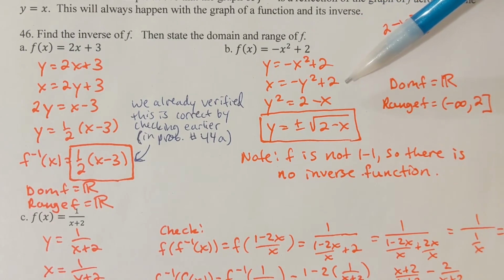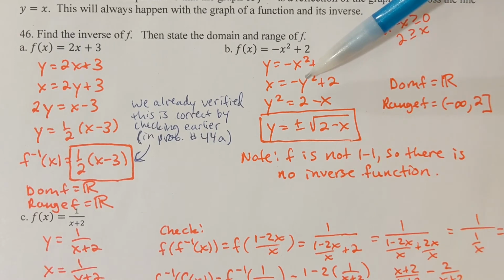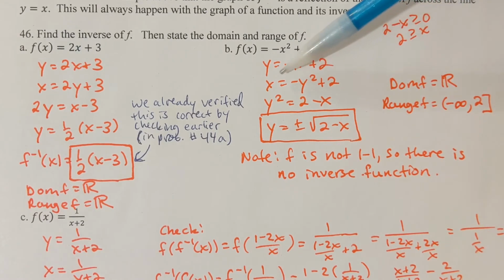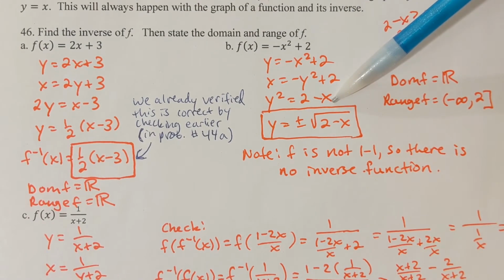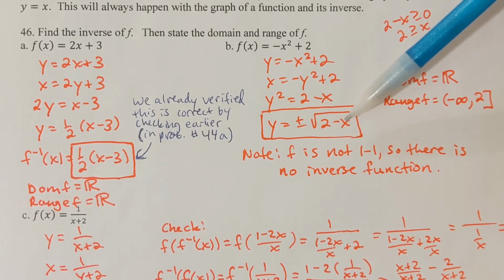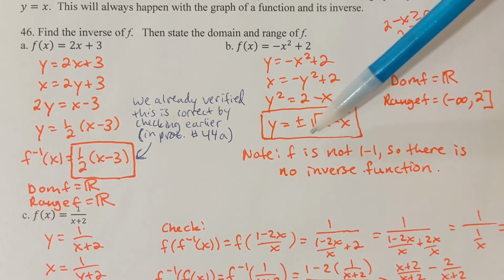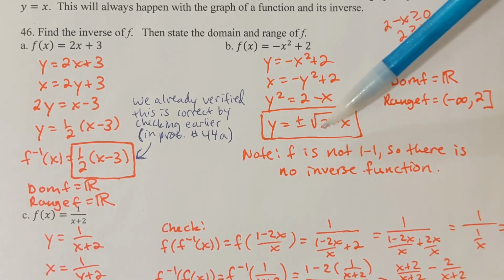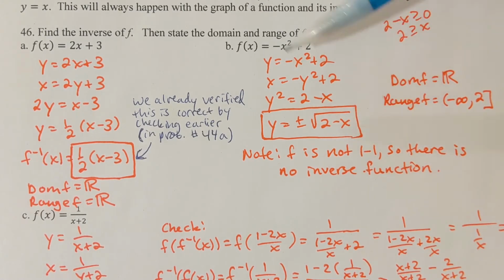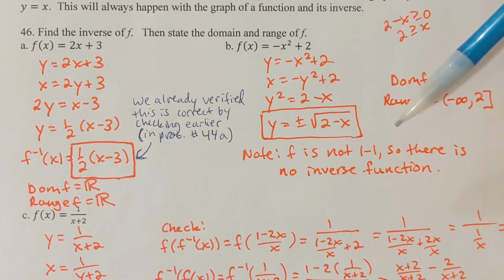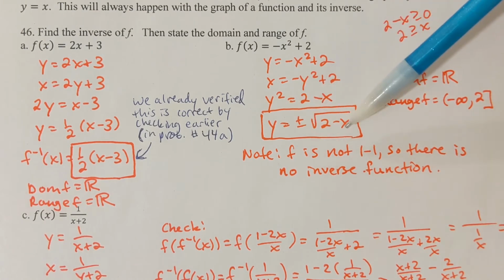Now I would need to solve for y. And so let me do that now. I'm going to add y squared to both sides and then subtract x from both sides. To get y all alone, I'm going to then take the square root of both sides. And of course, don't forget about the plus or minus when you do that. Okay, y is equal to plus or minus the square root of 2 minus x. That would be the inverse of the function. Okay, and so I could circle that answer.